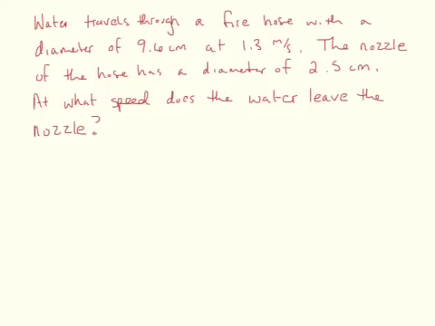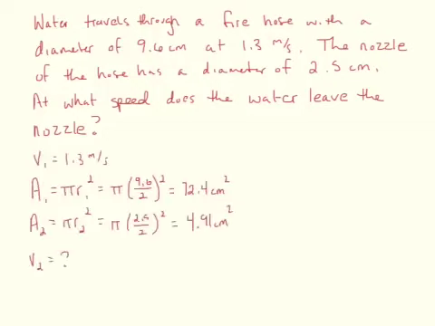First thing I'm going to do is write down my givens. Okay, so the speed at area 1, which we'll call the inside of the hose, was 1.3 meters per second. And I had to calculate area 1. A hose is circular in cross-section, so it's pi r squared. So pi times 9.6 over 2 squared comes out to 72.4 square centimeters. And then area 2 is going to be pi r2 squared, which is going to be pi times 2.5 over 2 squared, which comes out to 4.91 square centimeters.